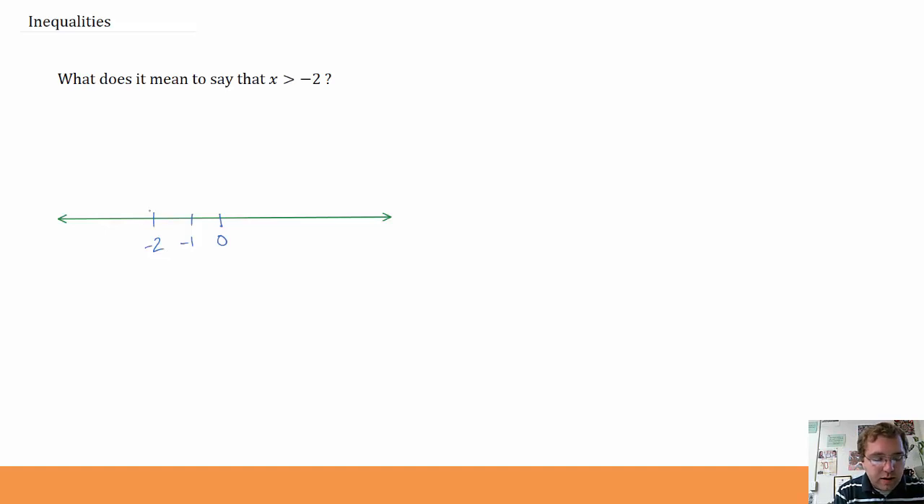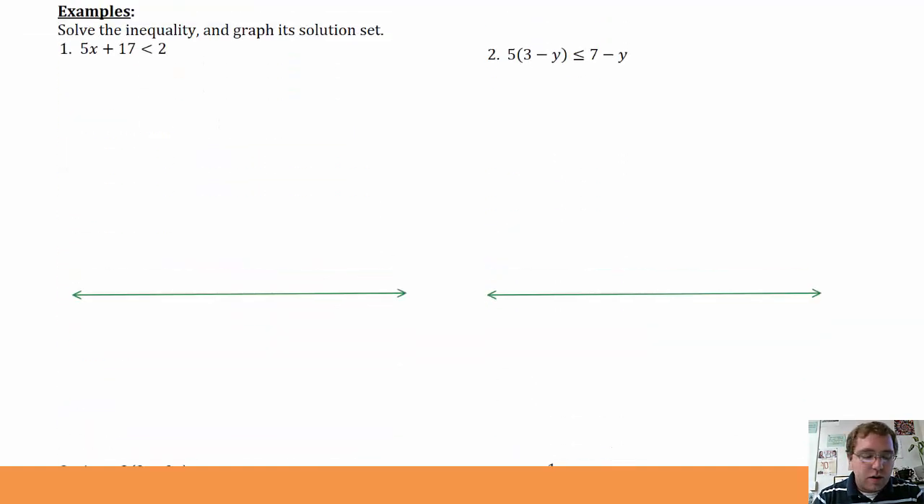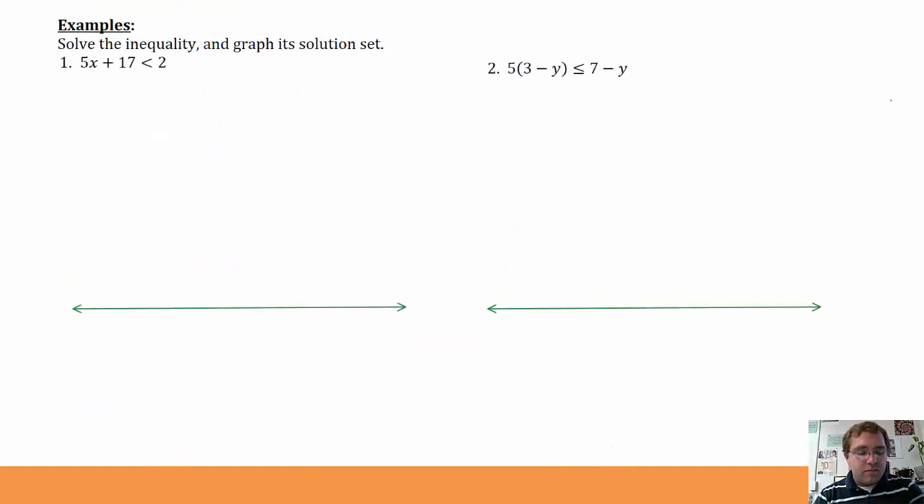And so we represent that by putting an open circle at negative 2, because it can't be negative 2, and going to the right to indicate that it's anything to the right of negative 2 on the number line, which would be anything larger than negative 2, including all the decimals and fractions in between those whole numbers. All right, so you should know that already, right?